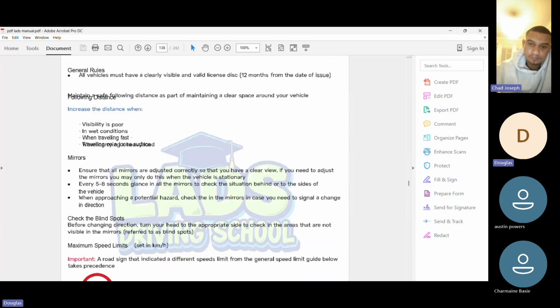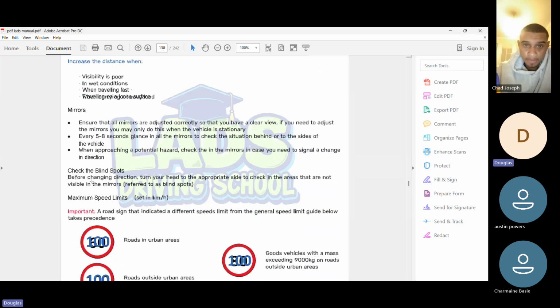So here they're saying that you check your blind spot when changing direction, and by your blind spot, you need to turn your head to the appropriate side to check the areas that are not visible in the mirrors. That's referring to your blind spot. So for those of you that are still going to do your license, the moment you're doing your test and you check your mirrors, but you don't check your blind spot, it's an immediate fail, because that's where the danger comes from mostly. So you need to always check your blind spot and your mirrors as you're driving.